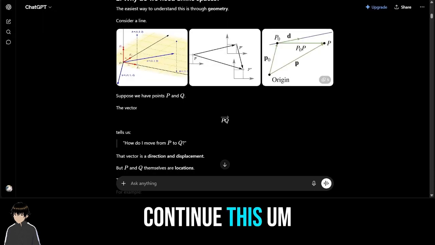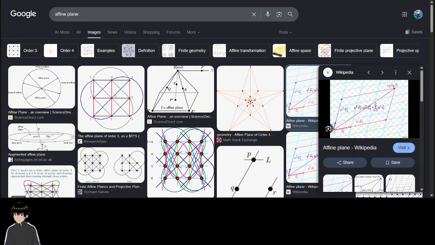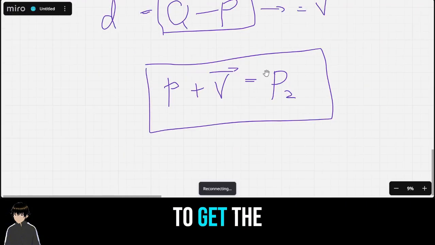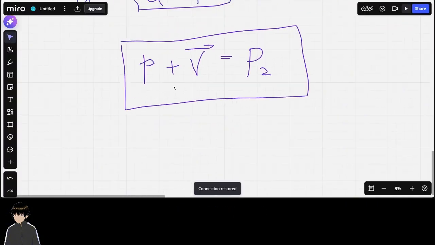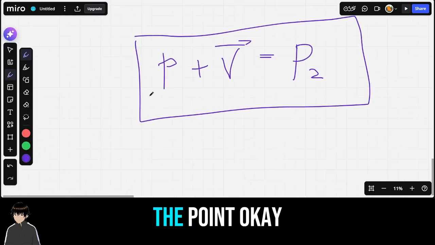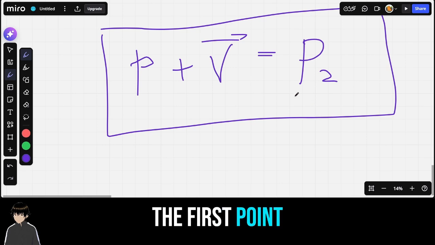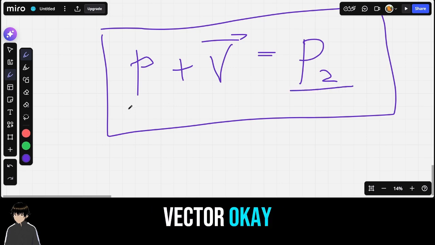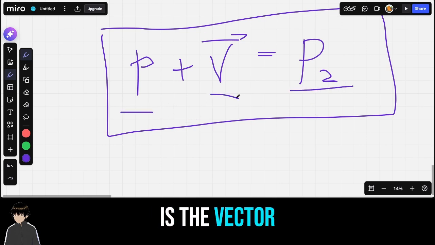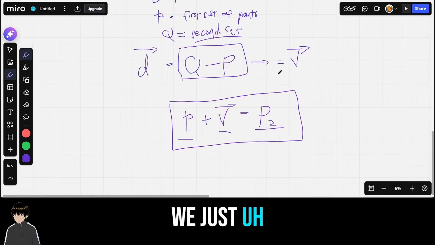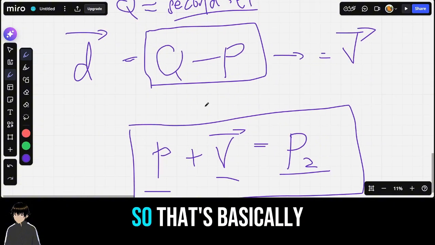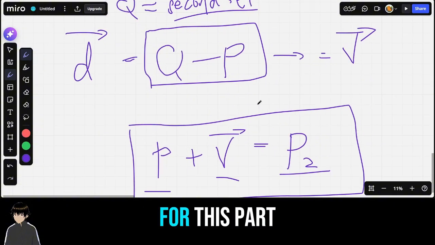Okay, so let's continue this. In order to get the point, we just add the first point that was given and then the vector. So this is a set of points and this is the vector. How do we get the vector? We just minus 2 sets of points. So that's basically it for this part of the spaces.